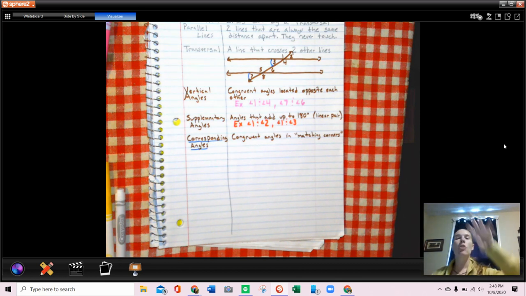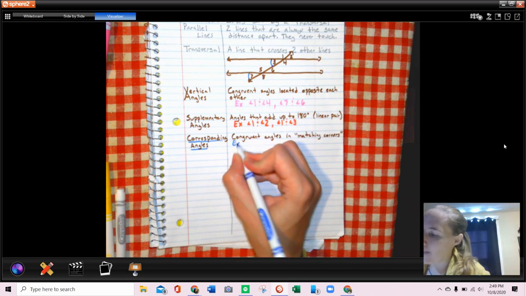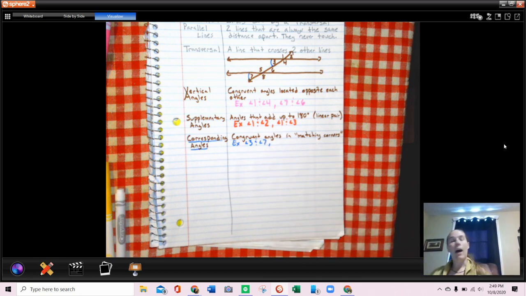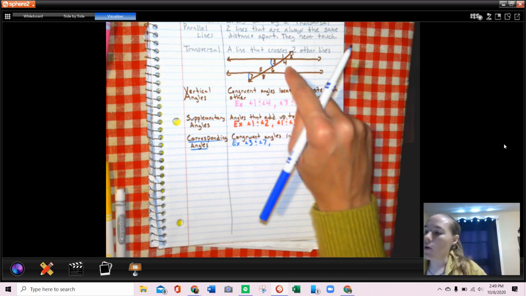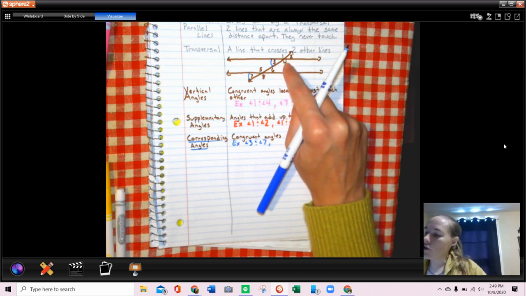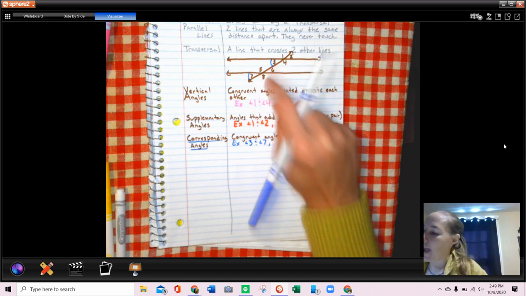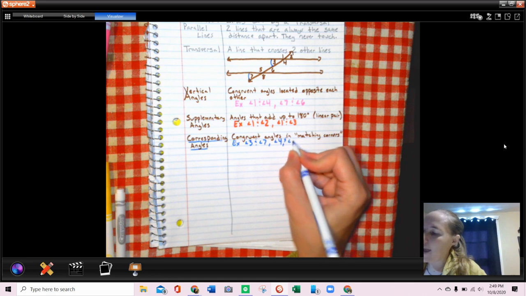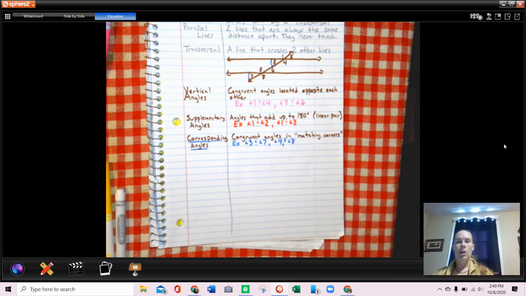They have matching corners, so they're corresponding to each other. So I'm going to write that down. Here we have angle 3 and angle 7. Another set, say we're looking at angle 4, we slide down the transversal, we see that it matches with angle 8. So angle 4 and angle 8 are also corresponding. And remember, they're congruent, so they are equal in measure. So I want you to write what is another pair of corresponding angles you see.